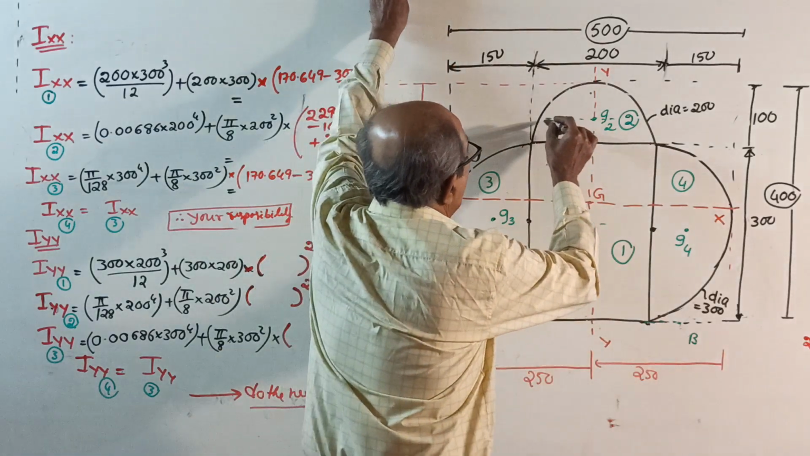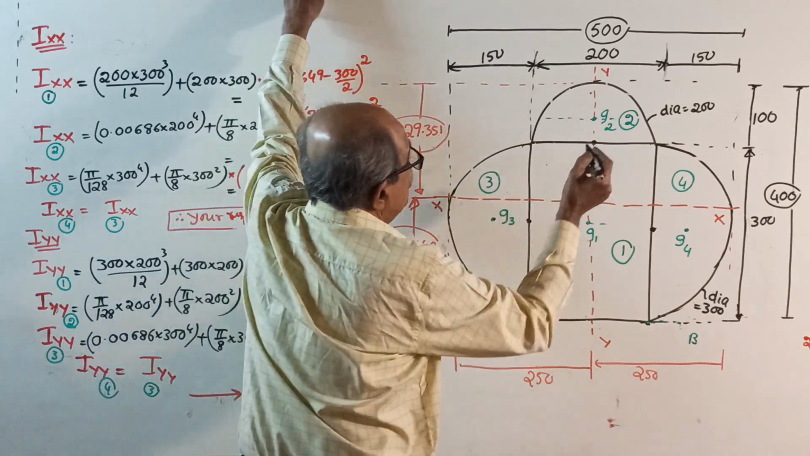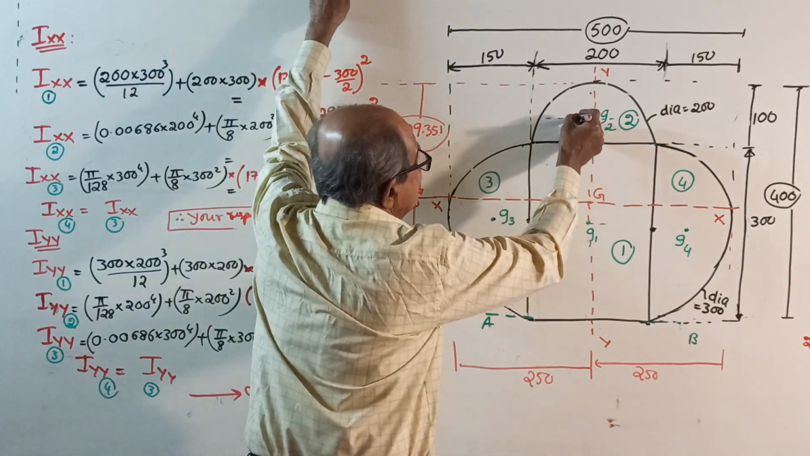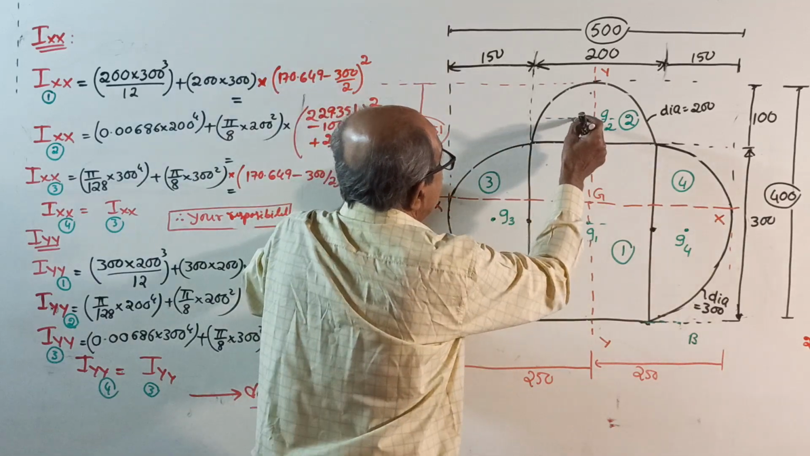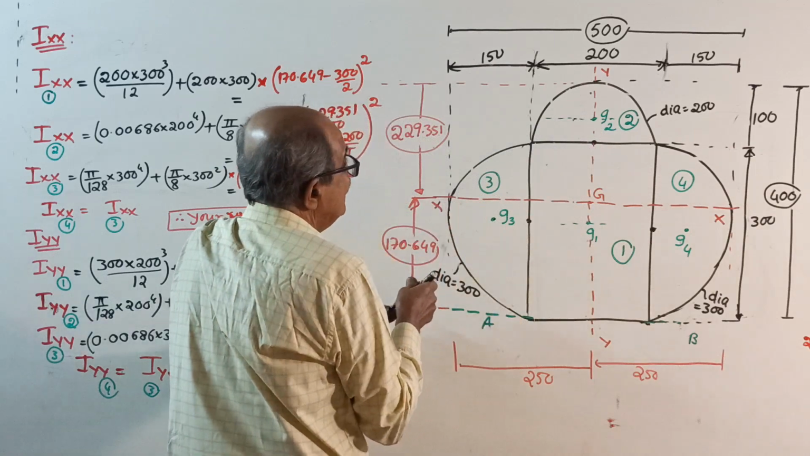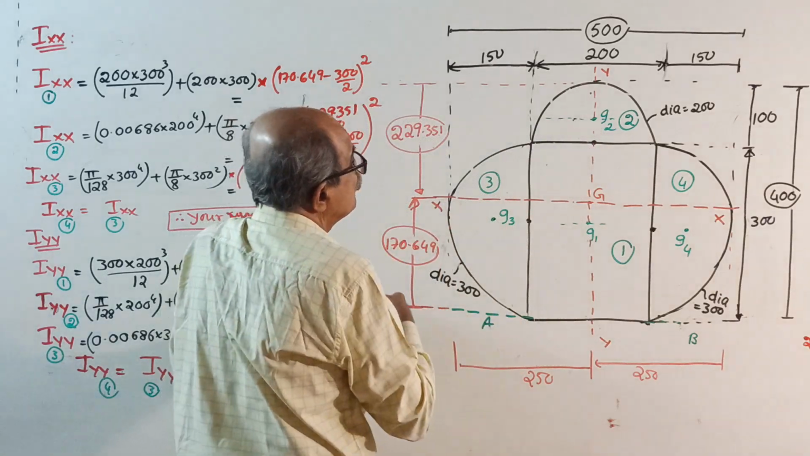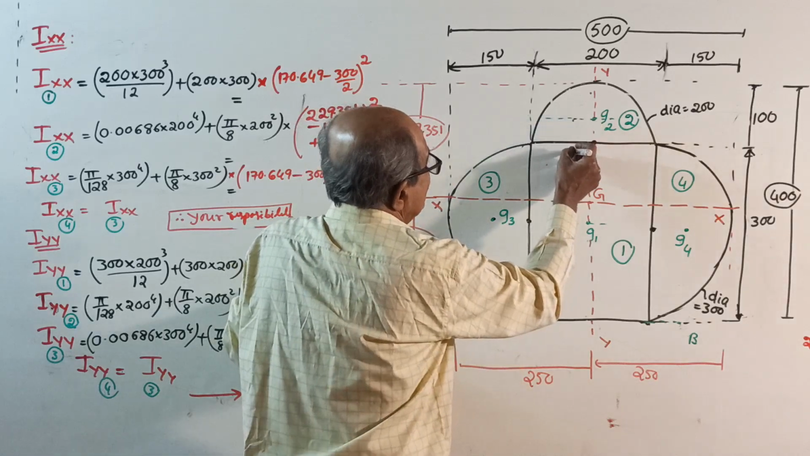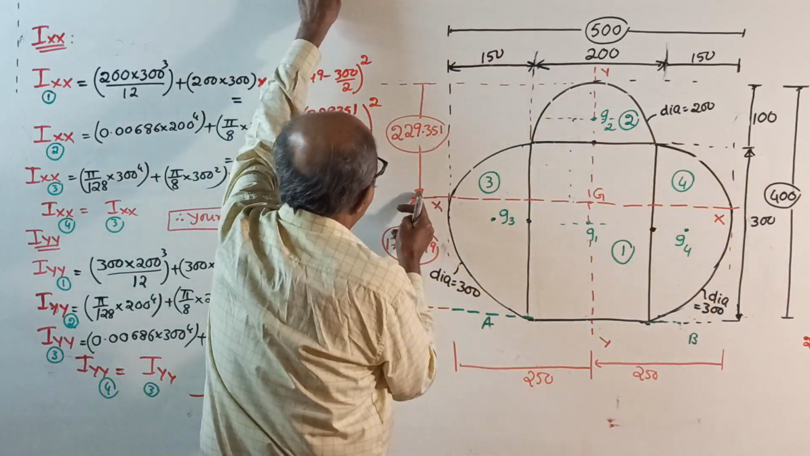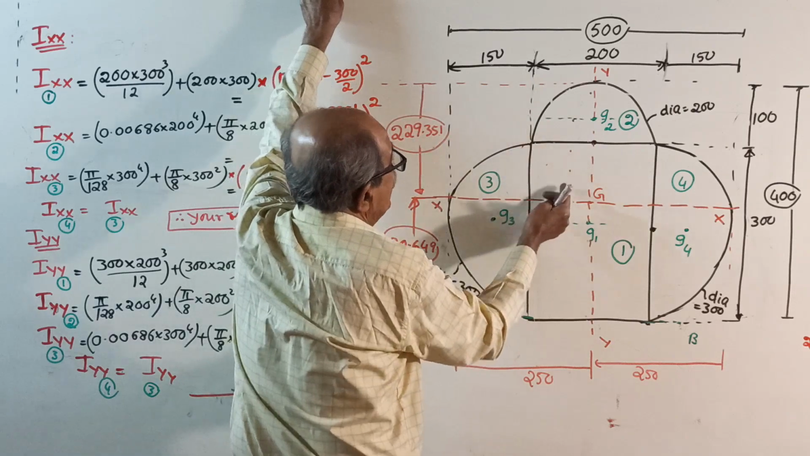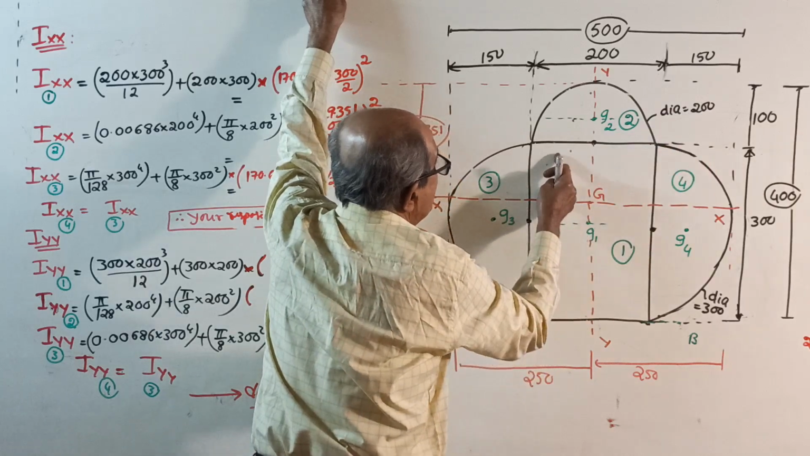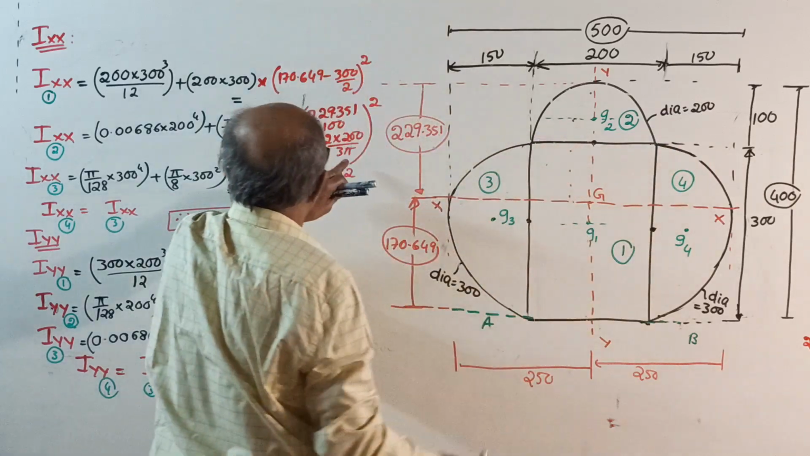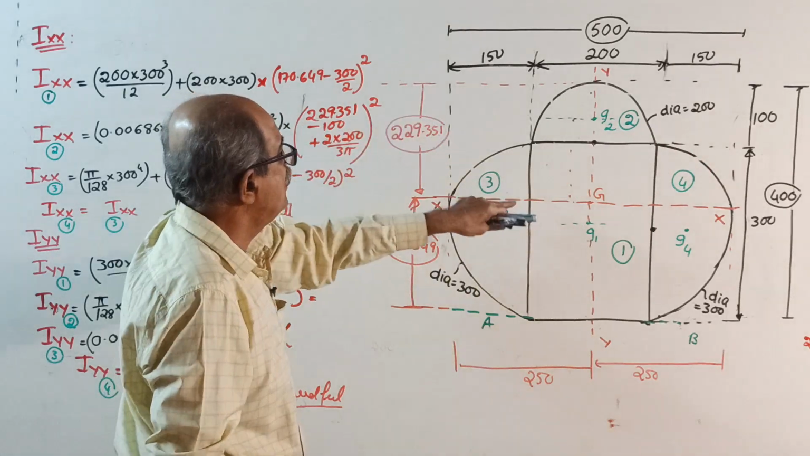So 0.00686 diameter power 4 plus area into this distance squared, from here to here. Correctly observe, I tell in red color. Actually not required, you can make it out from there only. This distance squared is 229.351 minus 100. You will get this distance plus 2d by 3 pi, whole squared, will give for 2.